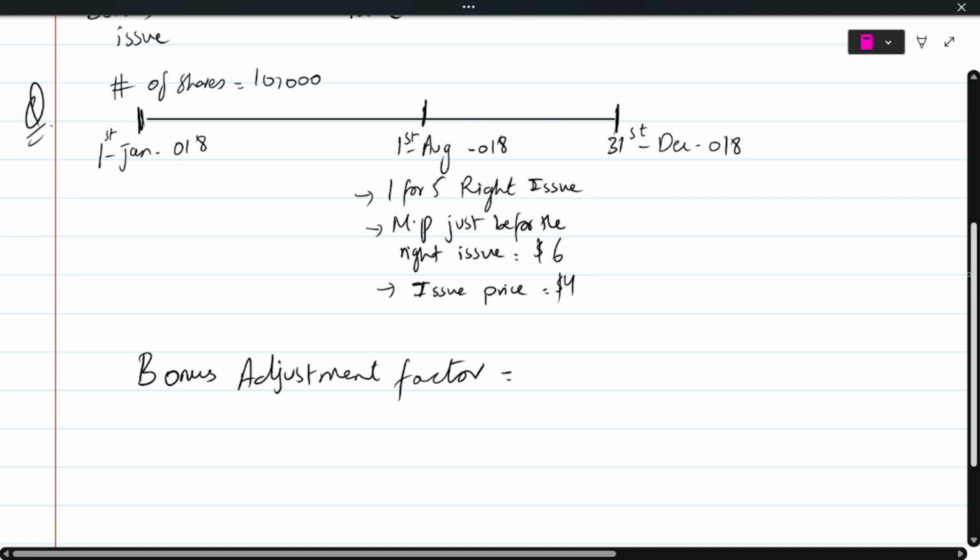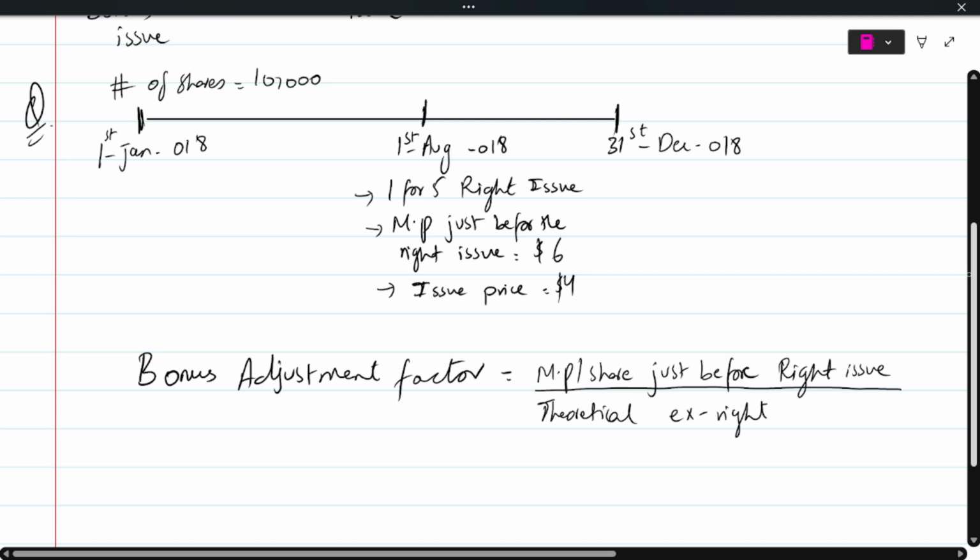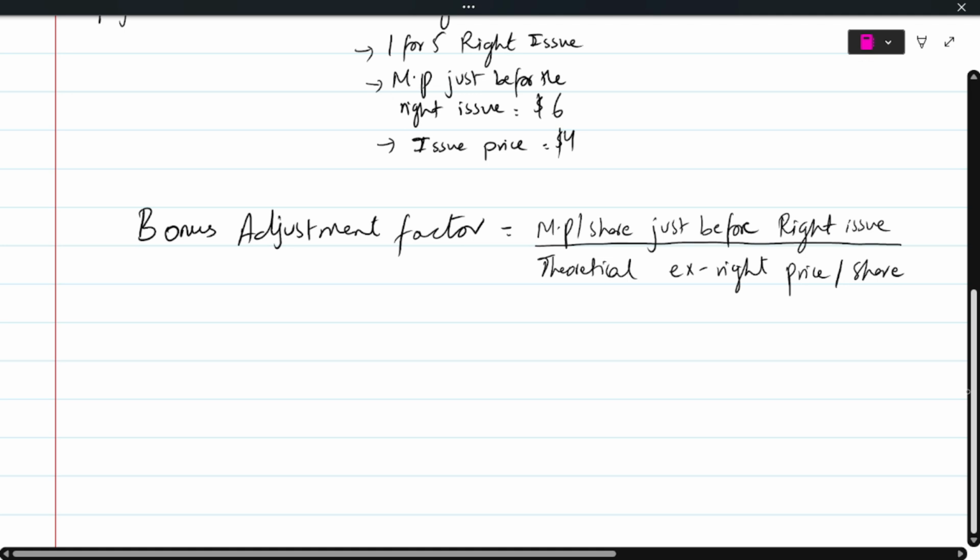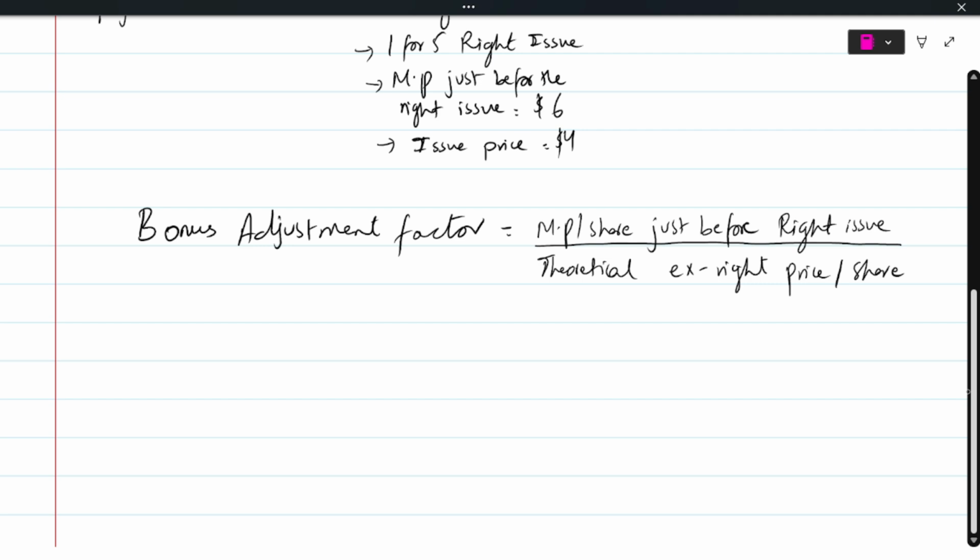Now, the formula for calculating the bonus adjustment factor is the market price per share just before the right issue, which is already given to us in the question, $6, and which will always be given to you in the question. Then you divide it by the theoretical ex-right price per share. So you take your market price per share just before the right issue and divide it by the theoretical ex-right price per share. Now, what is the theoretical ex-right price per share? Basically, it is the price of the share after the right issue has taken place. So how do you calculate the theoretical ex-right price?